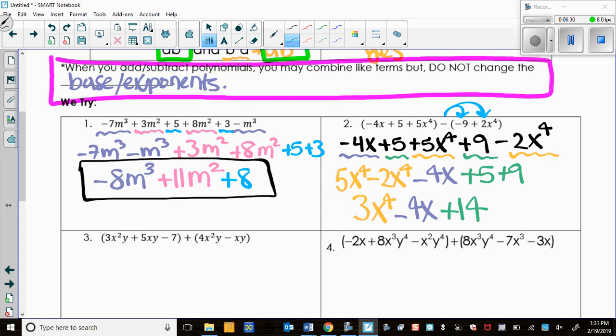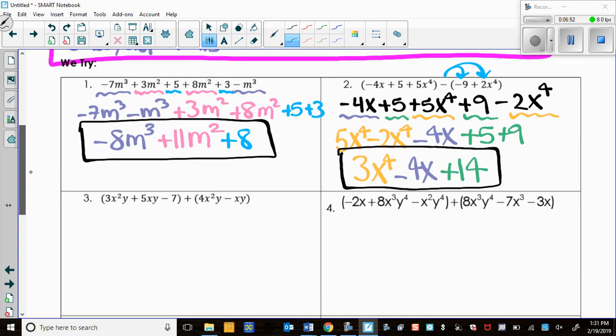So notice how I still maintain my answer in standard form. That is something that you still need to do. In number 1, I had my exponents 3, 2, and my constant 0. You still need to do it for all of these problems. Notice that 4 is my highest degree. This is technically 1, and 14 has a degree of 0. So you have to put them in the correct order.